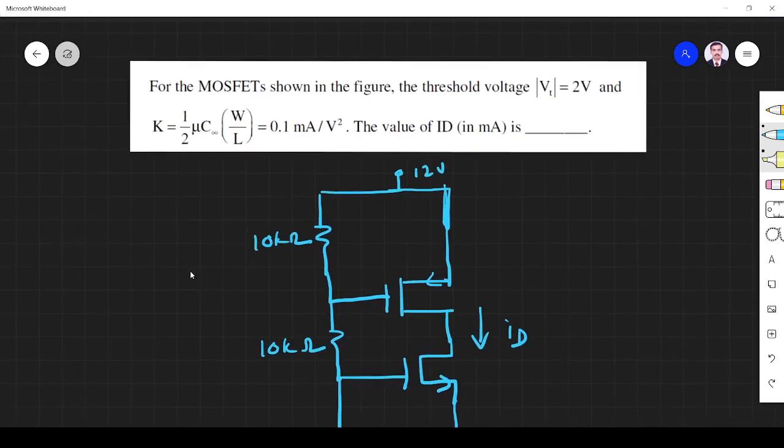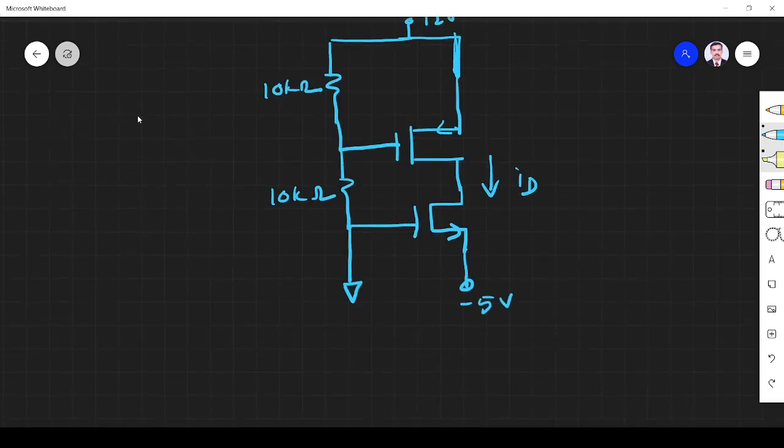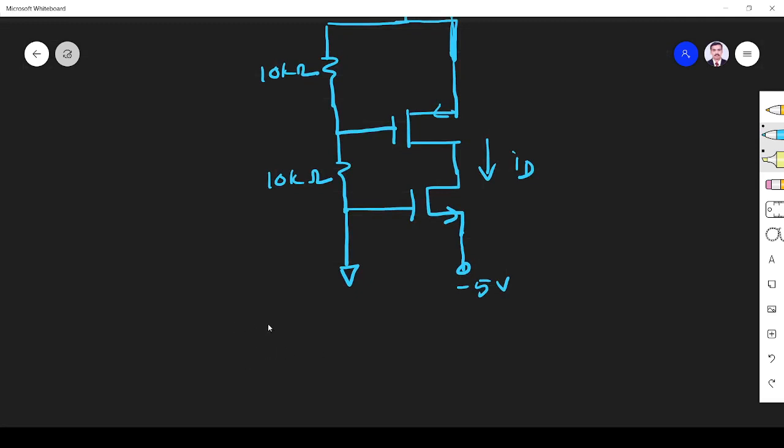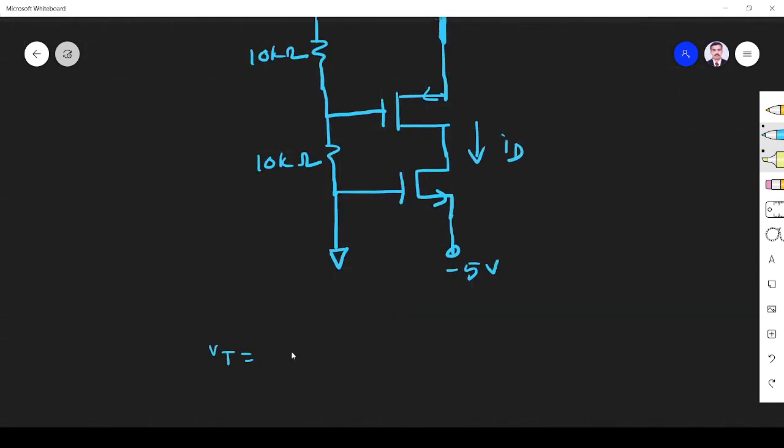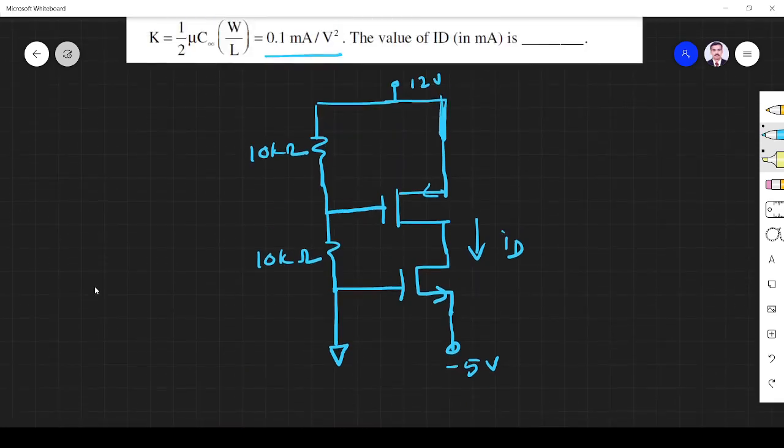And the next problem is, for the MOSFET shown in the figure, Vt is equal to 2 volt and K, which is 1 by 2 mu C and W by L, is equal to 0.1 milliampere per volt square. What is ID? So ID we have to find. Before that we have to find the state of the transistor. Vt is 2 volt. To find whether the transistor is in saturation or non-saturation, we need to check the VDS and VGS minus VT relationship.